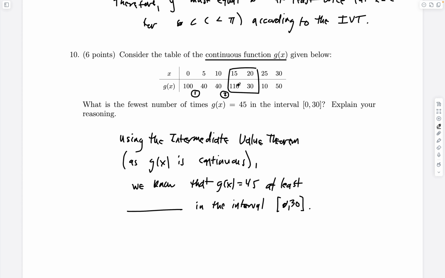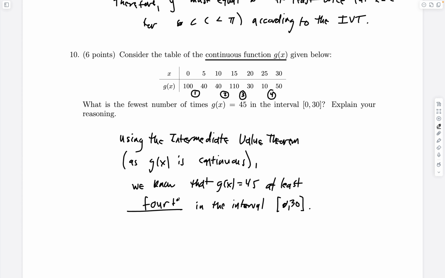15 to 20, I dropped from 110 down to 30. There we go, I crossed 45 again. That's at least 3 times now. 20 to 25, 30 to 10. Well, 45 is not between 30 and 10, so nothing happened there. From 25 to 30, I went from a height of 10 to a height of 50. Well, 45 lies between 10 and 50, so that's another crossing. So once here, once here, once here, and once here. At minimum, this is the least number of times guaranteed. So I would say, at least 4 times.